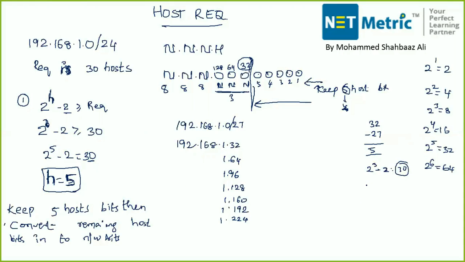If by mistake I have saved 3 bits, then 2 power 3 minus 2, I will get only 6 IPs. So if you want a network with 30 IP addresses, you have to save 5 bits, then the increment value will be 32, because 30 IPs means the increment must be 32 only. If the increment is 16 or 8, you will not get enough IPs. Okay. Take the screenshot.